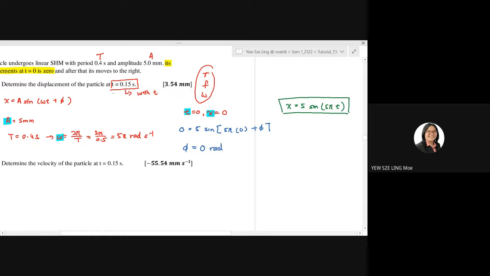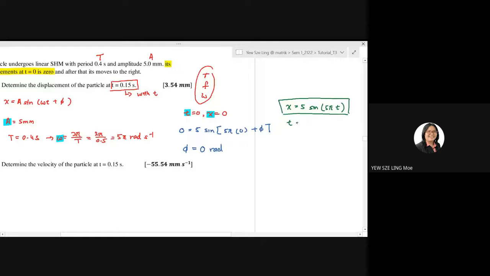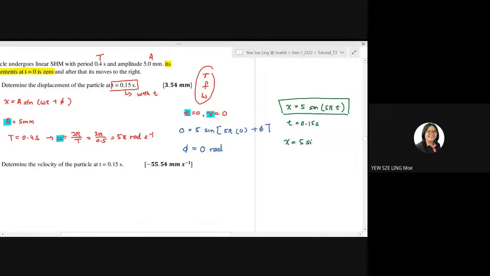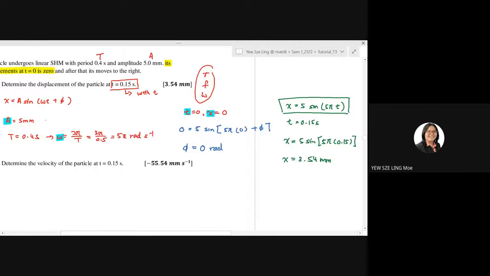According to the question, now your t equals 0.15 second. So what is x? x equals 5 sine 5 pi times 0.15. So x equals 3.54 mm. So you start from forming the equation, and then from the equation that you formed, you determine the displacement at a given time. All right? So this is the final answer. So that is how you solve question 1.